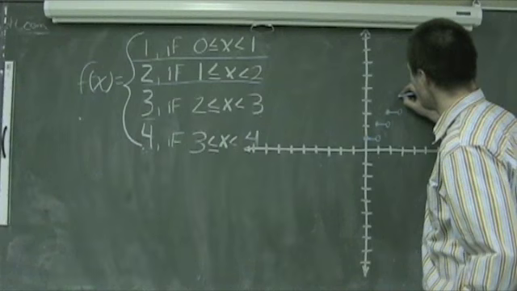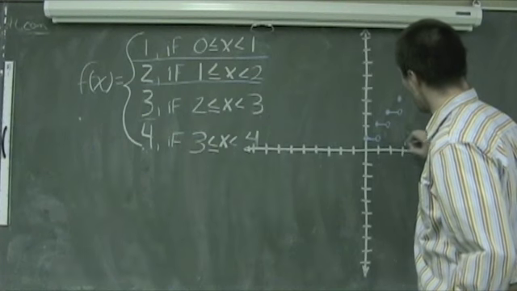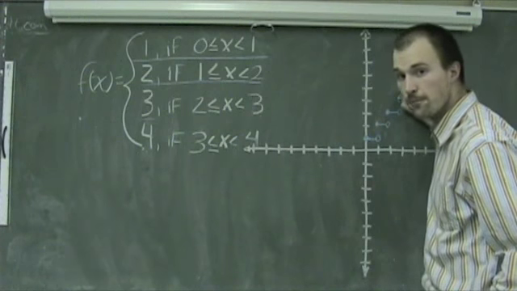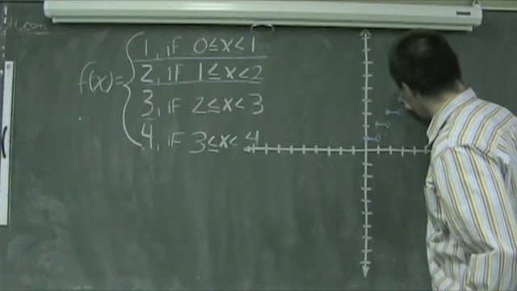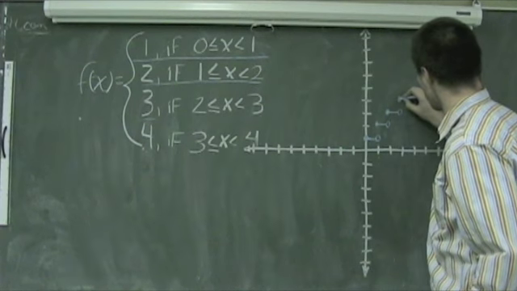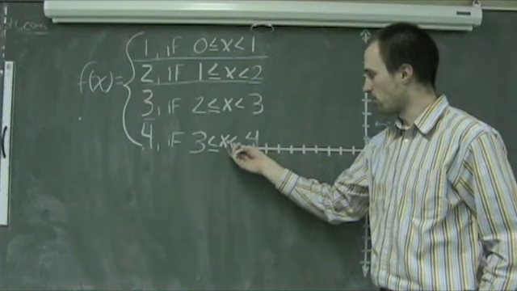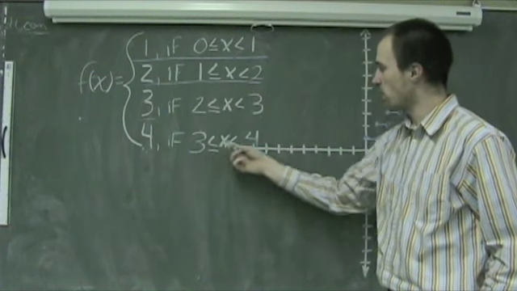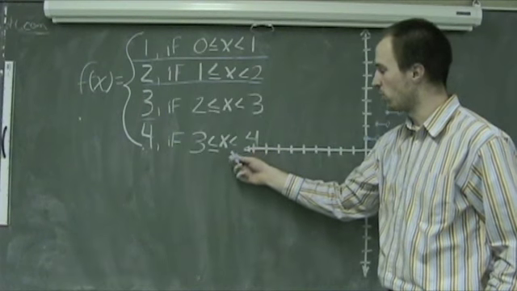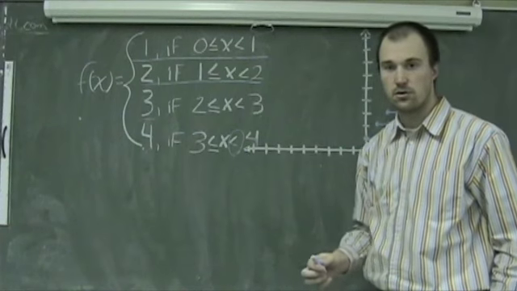So we have a closed dot at the point (3, 4). And this will be this segment all the way over, as long as x is between 3 and 4, but not including 4 because of, again, the less than symbol.